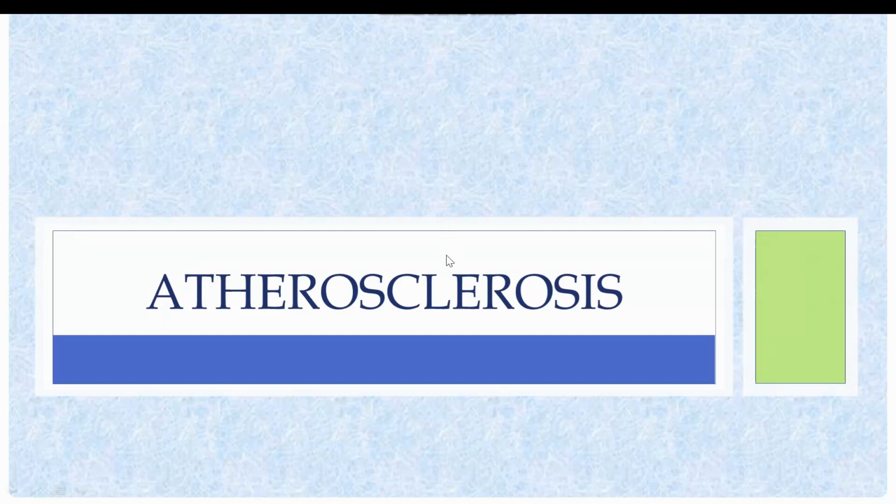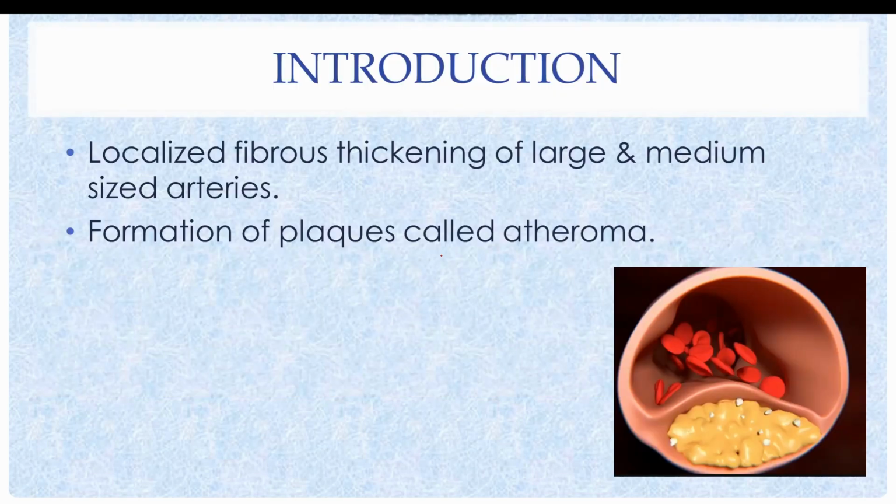Bismillahirrahmanirrahim. The first topic of vascular pathology is atherosclerosis. So, atherosclerosis means localized fibrous thickening of large and medium sized arteries. It is typically characterized by the formation of plaques within the arterial wall known as atheroma.